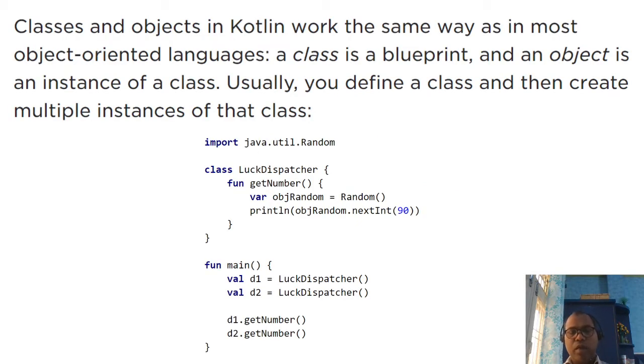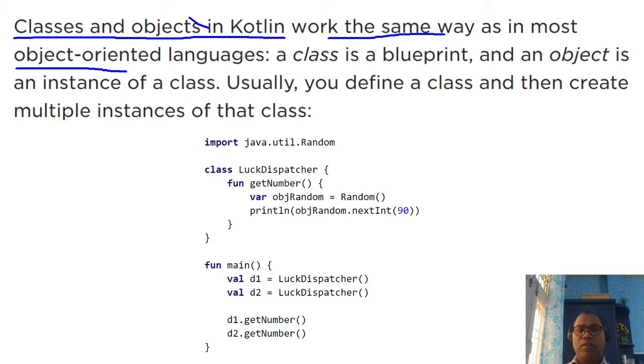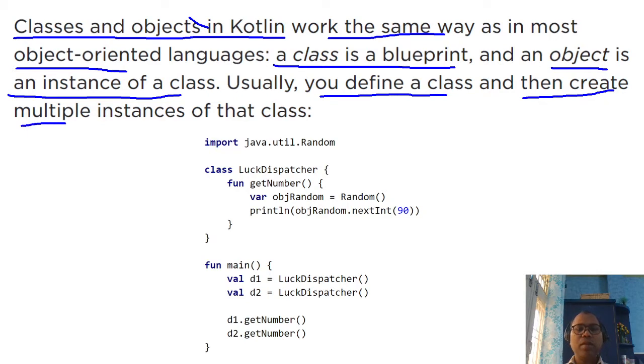So let's talk about the general object. What is an object? Before creating any object in any programming language, we have to write a class first and then create the object of the class. Class and objects in Kotlin work the same as in most other programming languages like Java and C++. A class is a blueprint, as you know, and an object is an instance of the class. So first you have to define a class, and then you can create multiple instances of that class. Those instances are known as objects. This is the common understanding of the object.